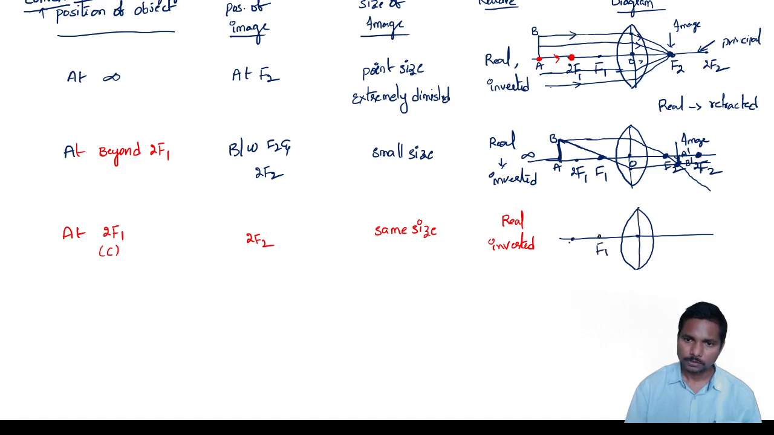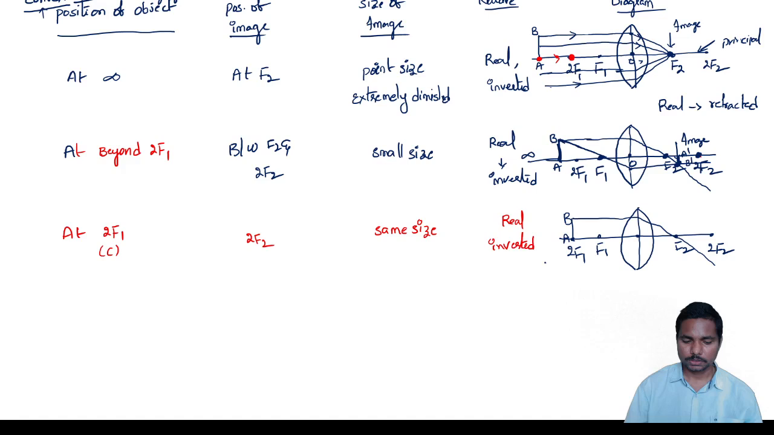F1 to F1. So I am placing the object at 2F1, and F2 to F2. Here it is a part of two mirrors now, so that's why we have two focuses. Here also, if any one parallel ray strikes the lens, it will be refracted through the focus.